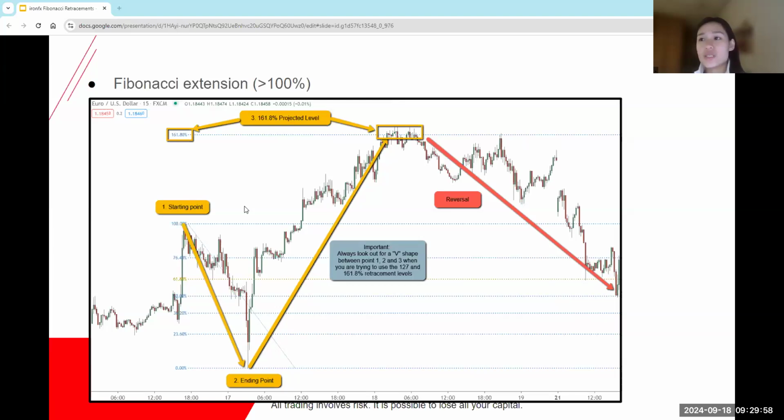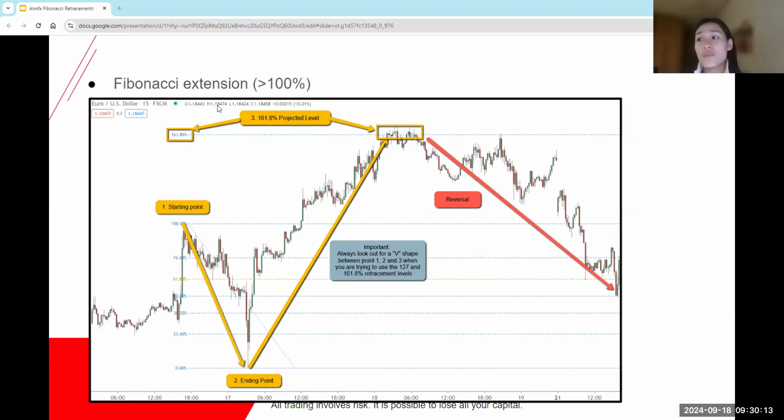Okay, and it's important that you can only use this method once price has surpassed that 100%, and it's actually a tick and not just a V shape. Okay, and the levels that we're looking at are 127 and 161.8.